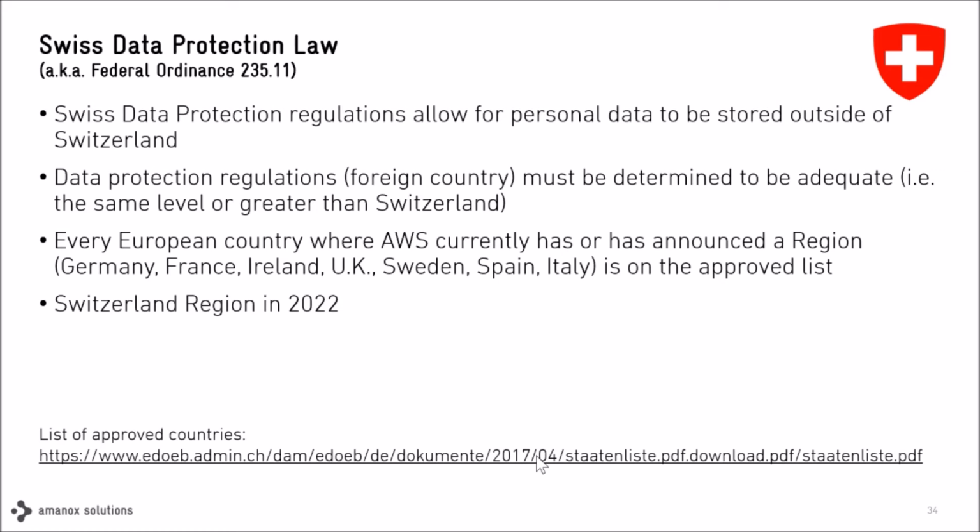What is going to be interesting starting with 2022 is that it's going to be possible to store personal data in AWS Swiss data centers. Meanwhile, and even after the Zurich regions become available, I consider this information to be important for strategic business decisions.